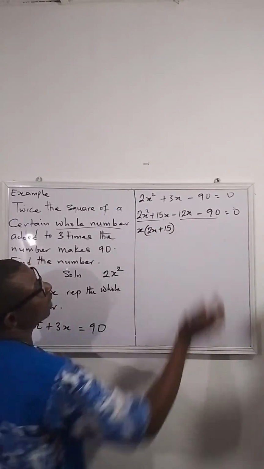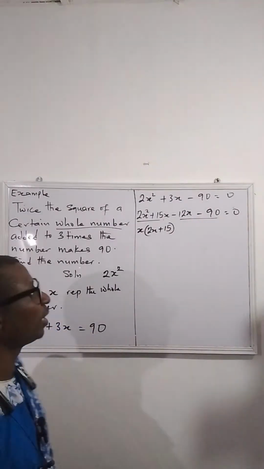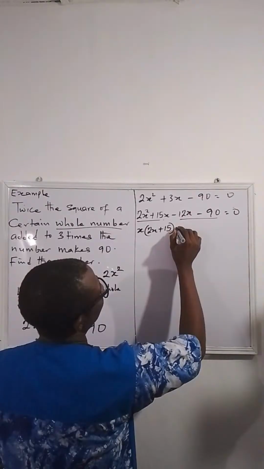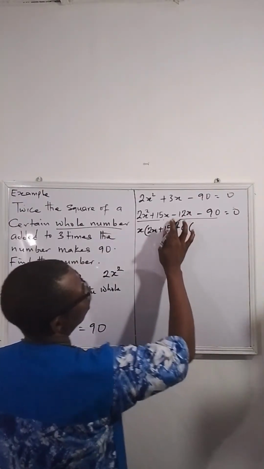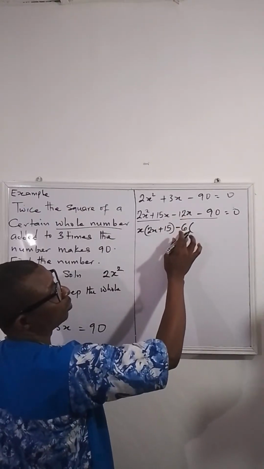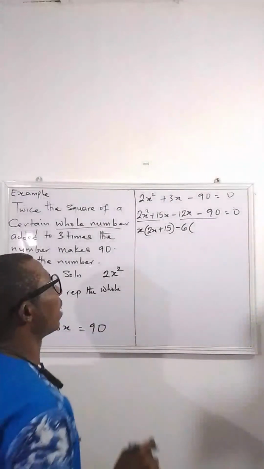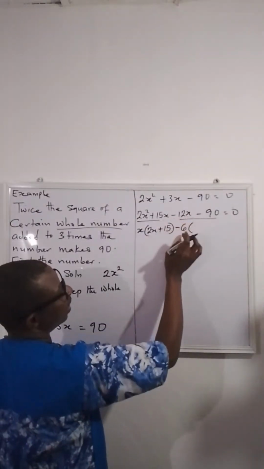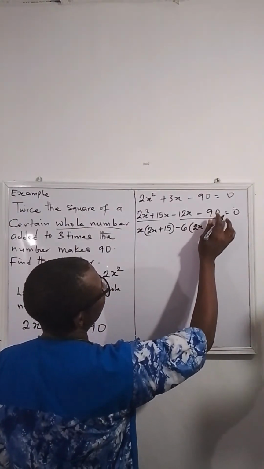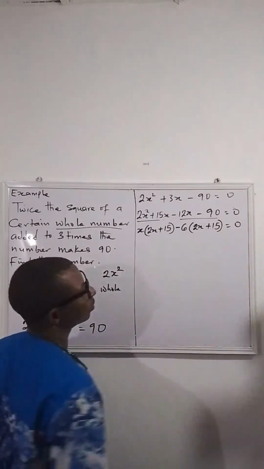Now let's look at these two terms. What is common to this and is also common to this? Yes? Are you telling me? Now that's going to be 6. So minus 6, because we have negative here. Don't forget I told you, once you see a negative here, the number you write here must be negative. So when you divide minus 12x by minus 6, what do you have? You have 2x. And this you have plus 15 equals 0.